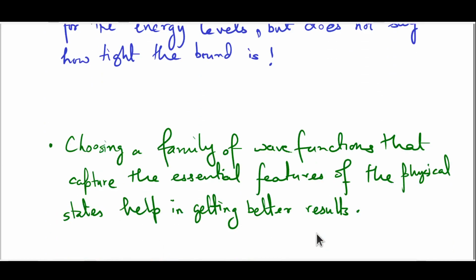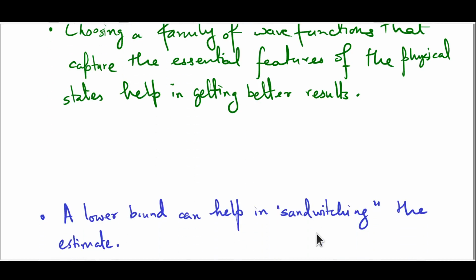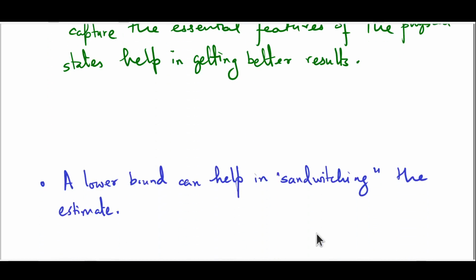Now, as I have been saying, if you choose a family of wave functions that capture the essential features of the physical system, that helps us in getting better results. It is because of this that you need to use your physical understanding of the system and not just blind mathematics in order to apply variational methods successfully. Now, if you can find a lower bound, that can help in sandwiching the estimate. So if in addition to the upper bound that your variational estimate gives you, you also can find a lower bound, then you will be able to sandwich your ground state value in between the two.